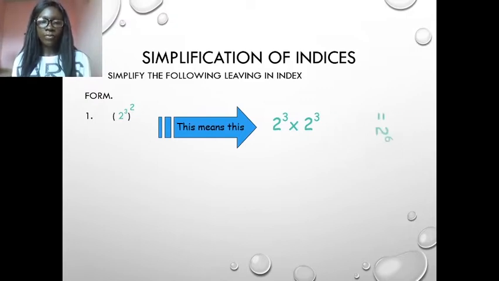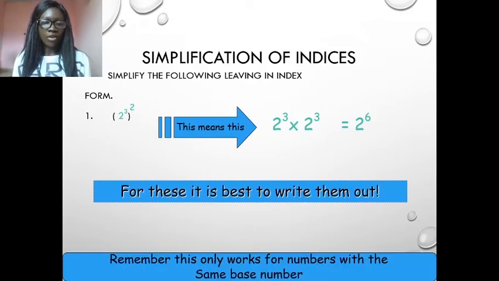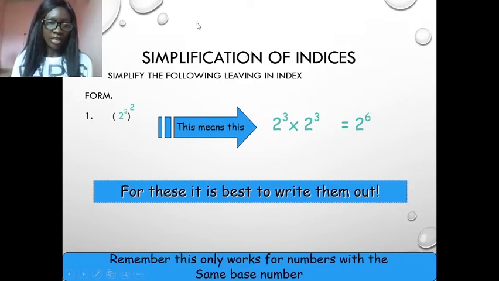Okay, so we just have 2 to the power of 3 plus 3, which is 6. That's very simple, and that's a perfect way of doing this work. Okay, and remember, it only works for numbers with the same base. Okay, so that's for simplification.